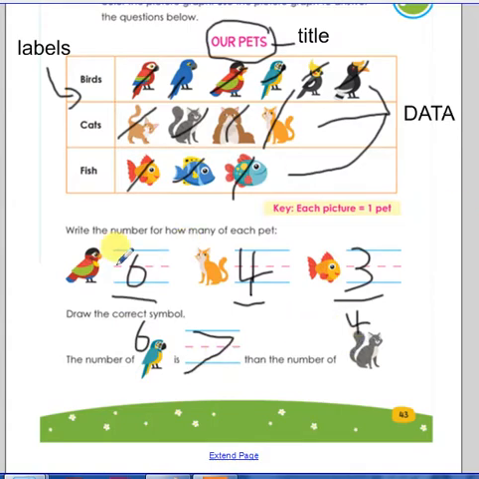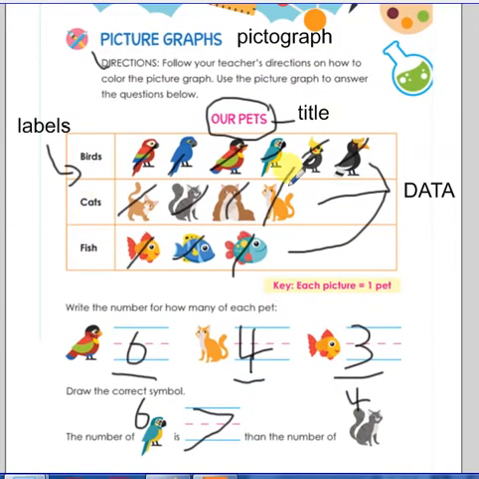Again, pictograph has title, has data, has labels. The last one of pictograph is key. This key is number 4, this is number 1, this is number 2, and data is number 3. Key helped me to know that each picture has one pet.